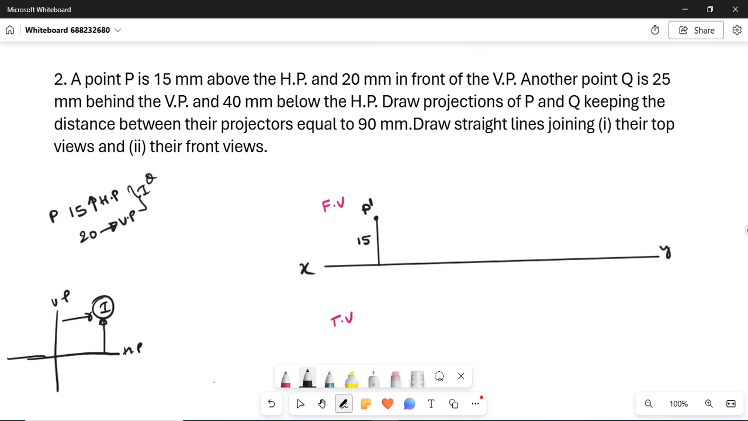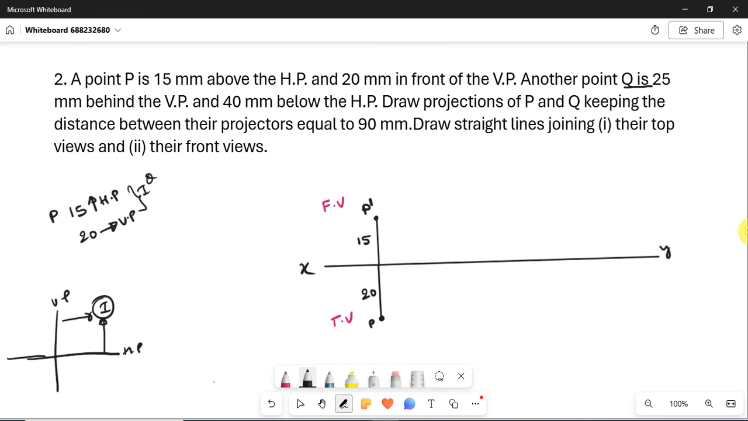Now similarly, the top view will be below the XY line. In the top view we get the distance from the VP. That means the VP distance we have to mark in the top view, and this distance will be 20. So small p dash and small p are marked. Now the other point was given here.